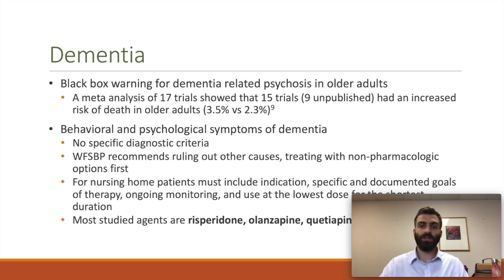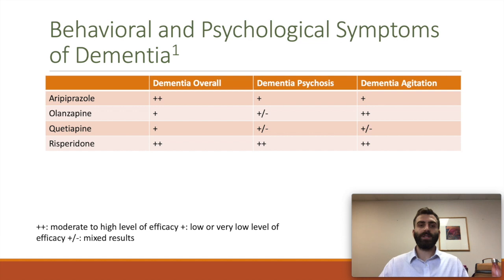For nursing home patients, you have to have specific indications, specific doses, specific goals, what you're targeting, for how long, what dose, when you can decrease the doses. And even though that's specific for nursing home patients, that should really be done in all cases regardless. The most studied agents are Risperidone, olanzapine, Quetiapine, sometimes Aripiprazole as well. This little table here shows just the overall evidence, and then if you want to split off psychosis or agitation. A good starting choice is sometimes Risperidone, but really any of these agents can be used.